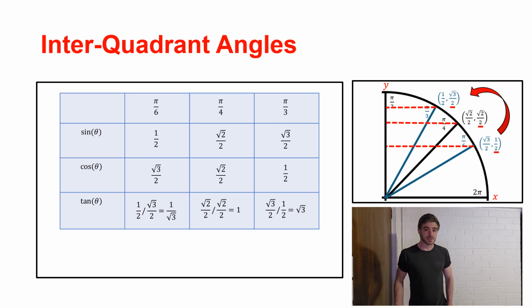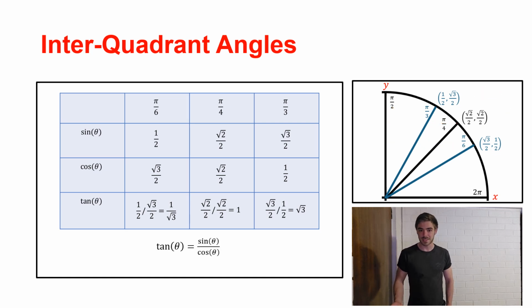What about the tan values? Well, you actually have 2 options here. The first is just to do sine divided by cos, since that's what tan is. For example, if you wanted to know what tan of pi over 6 was, you would first find sine of pi over 6, which is a half, and then cos of pi over 6, which is root 3 on 2, and then just do sine divided by cos. After simplification, you're going to get 1 on root 3, which is the tan value for pi over 6.